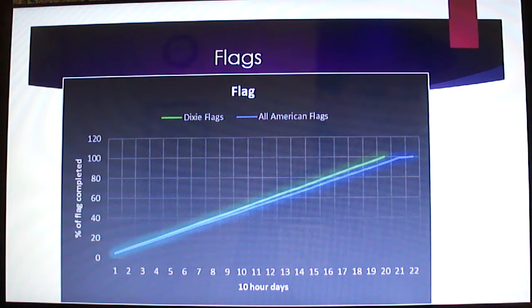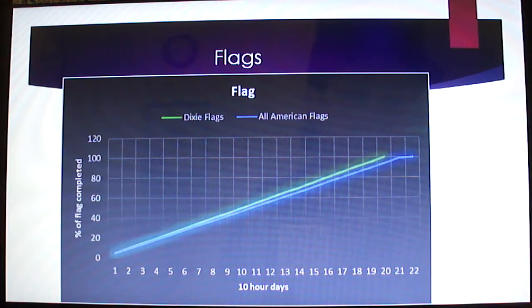Dixie Flags has an absolute advantage because they're able to produce quicker, just by a little bit, than All-American Flags. They produced theirs at about day 20, while All-American Flags was at day 22. Comparative advantage for Dixie Flags is that one of the employees that I talked to on the phone informed me that they bulk make the American flags, so if a person was to call in and order just an American flag, they're able to fulfill that order within the same day.